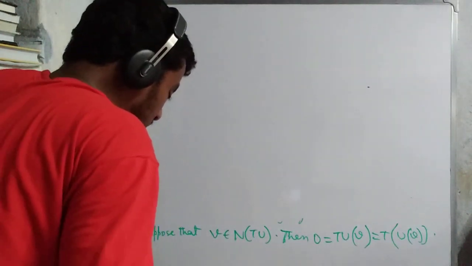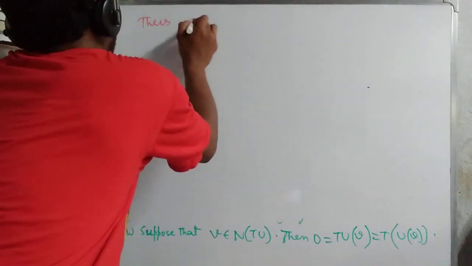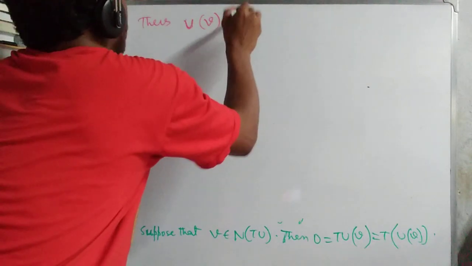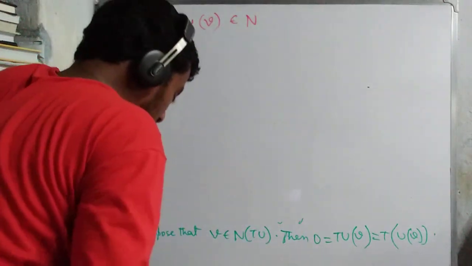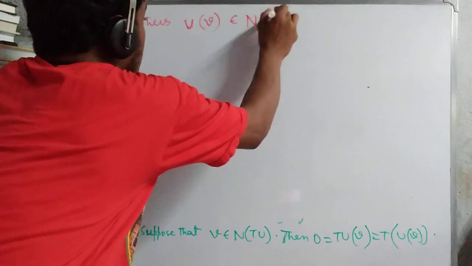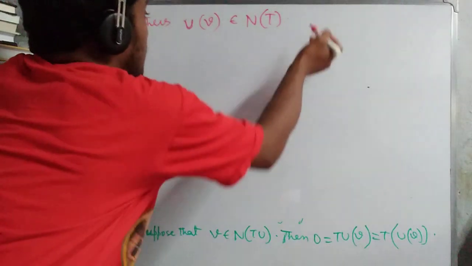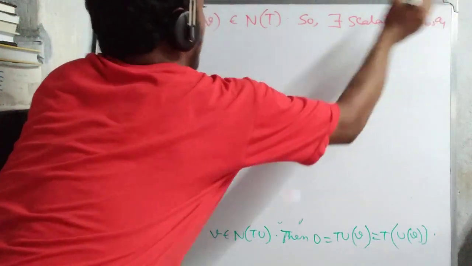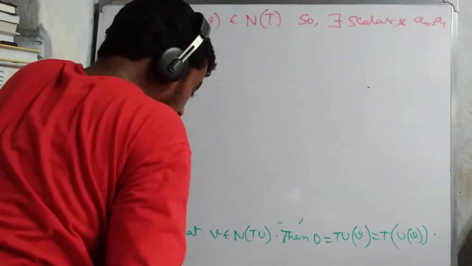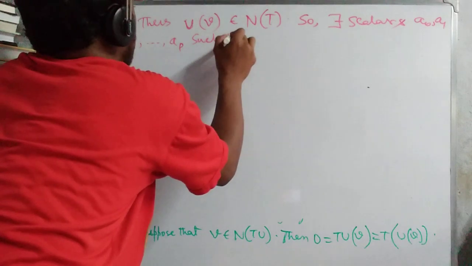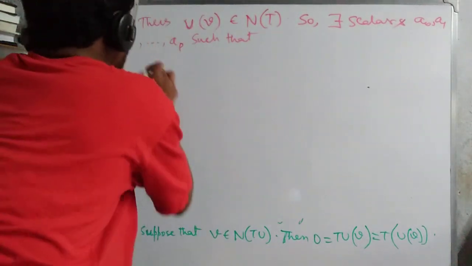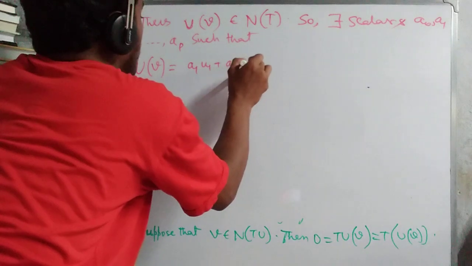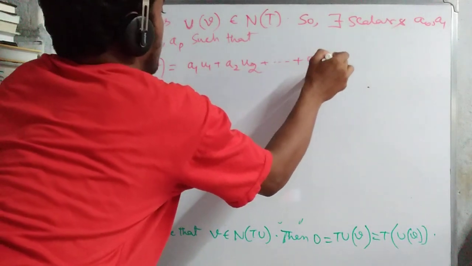Thus UV belongs to N of T. UV belongs to N of T. Then there exist scalars a0, a1, ..., ap such that UV equals a1 u1 plus a2 u2 plus ... plus ap up. Understood?